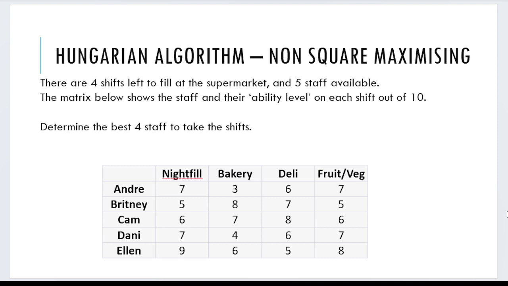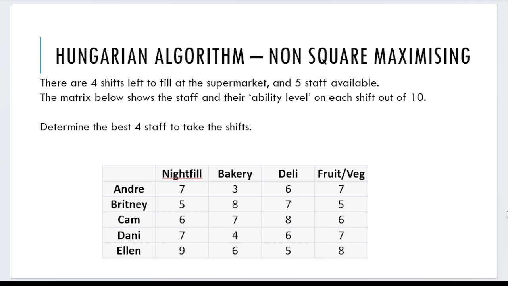We've got 4 shifts left to fill at the supermarket, and there's 5 staff available for those shifts. So someone's going to miss out. The matrix below shows the staff and their ability level on each shift out of 10. We need to determine the best 4 staff to take the shifts. Now, this is a maximizing problem because we're trying to have the best ability spread over all of these shifts.